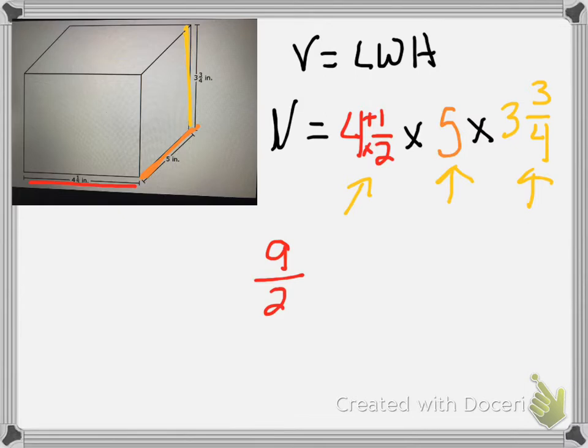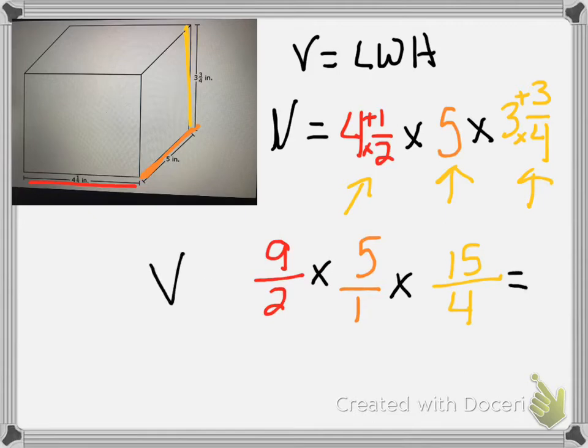We're going to multiply, 3 times 4 is 12. We're going to add 12 plus 3, we get 15, and then we keep our denominator, which is 4. And then we can make our whole number into a fraction, and we do that just by putting it over 1.